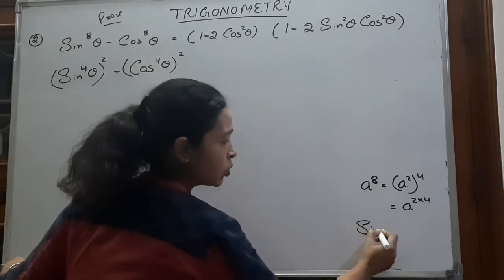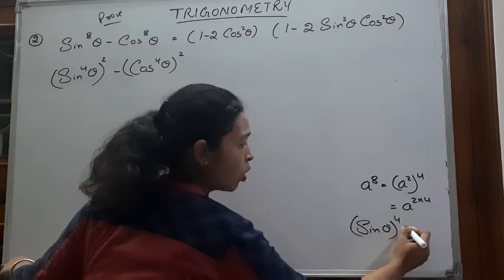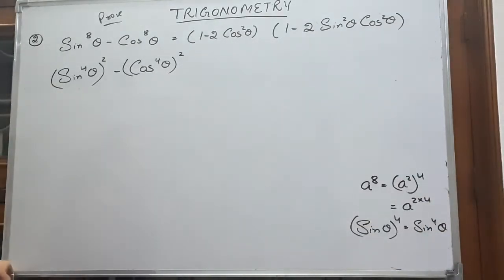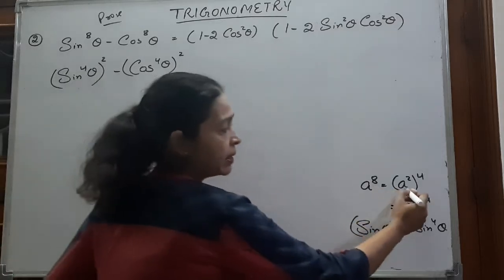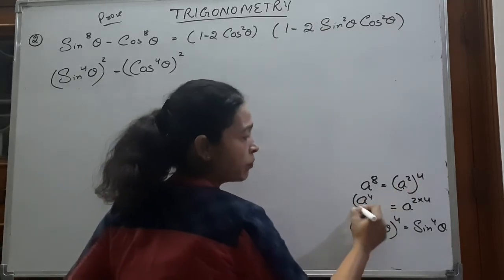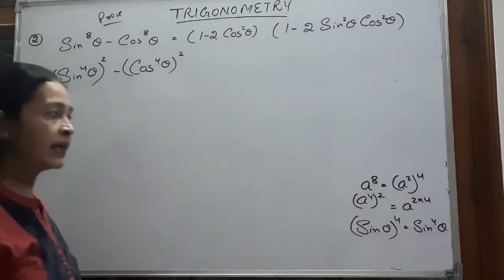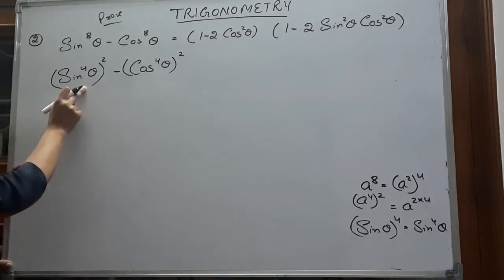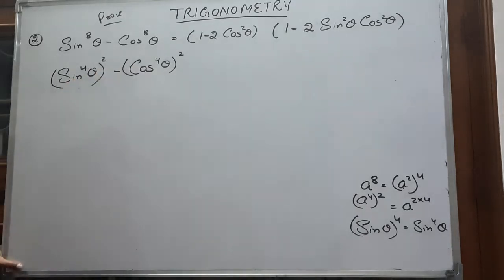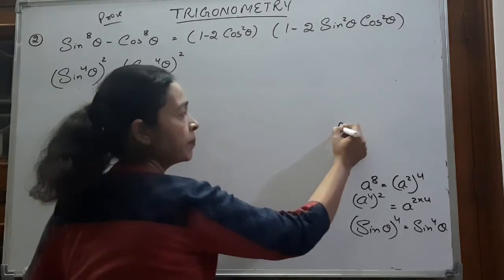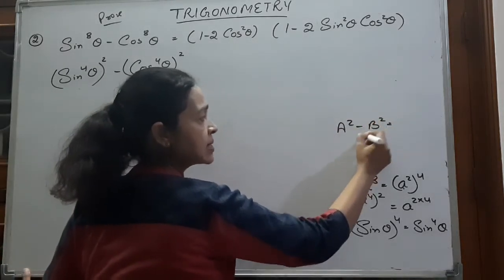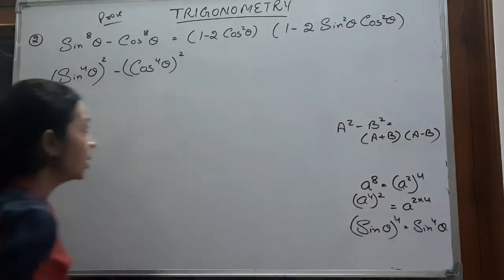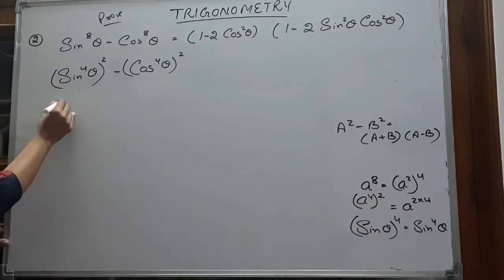If I write cos theta to the power 4 or cos theta, both are the same thing. We write a square to the power 4 or a 4 inside and 2 outside, we will get the same result. Now, if we take this term as a and this term as b, what is a whole square minus b whole square? This is (a plus b)(a minus b). So what can we write?